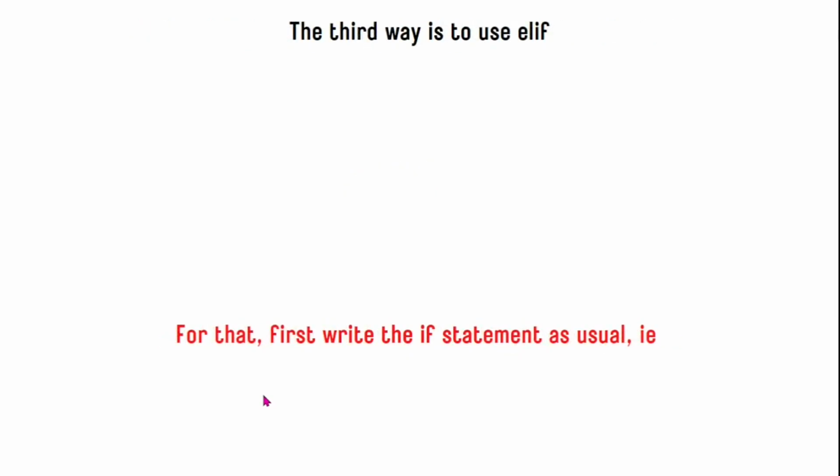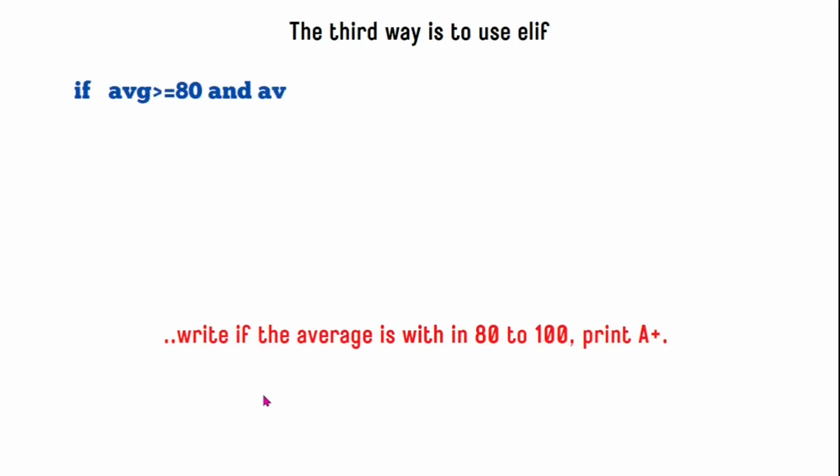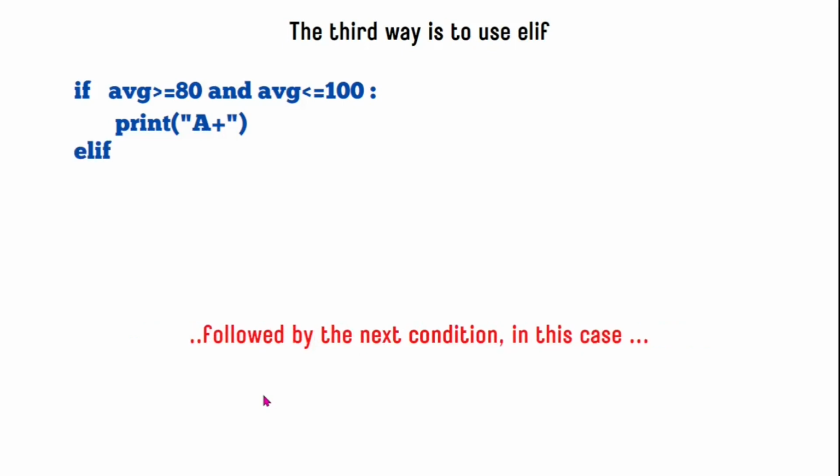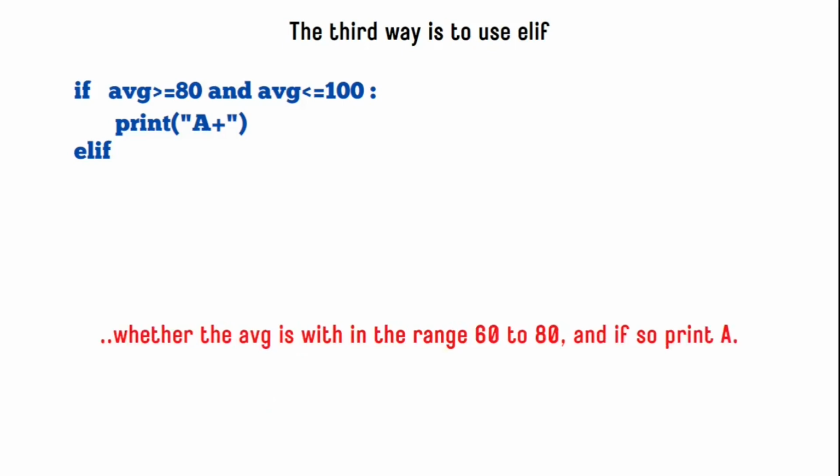For that, first write the if statement as usual, that is, write if the average is within 80 to 100, print A+. Then instead of writing an else, write the keyword elif, followed by the next condition. In this case, whether the average is within the range 60 to 80, and if so, print A.